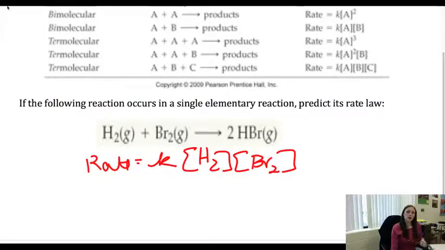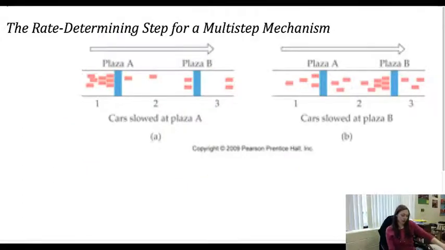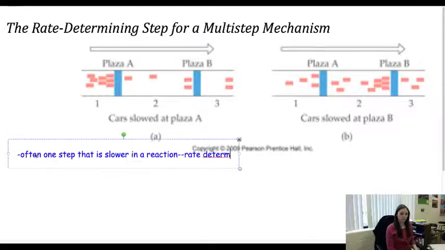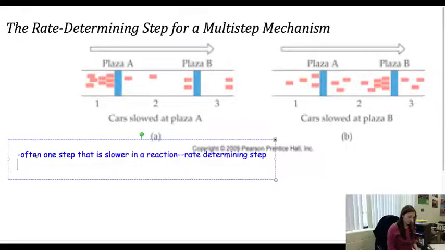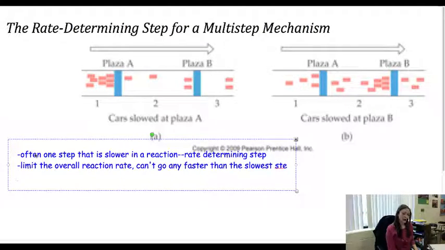Okay? And now we'll talk about the rate determining step for multi-step mechanisms. Okay, often there is one step that is slower in a reaction, and we call that a rate determining step. Okay, this will limit the overall reaction rate because you can't go any faster than the slowest step. And that step will be the one that governs the rate law for the reaction.